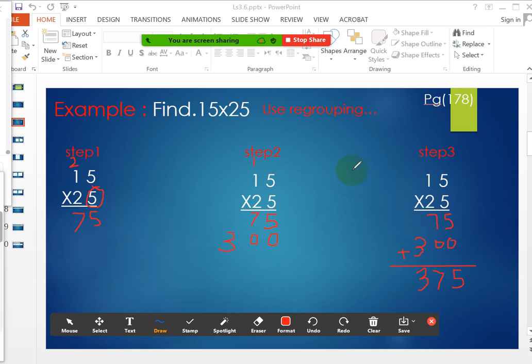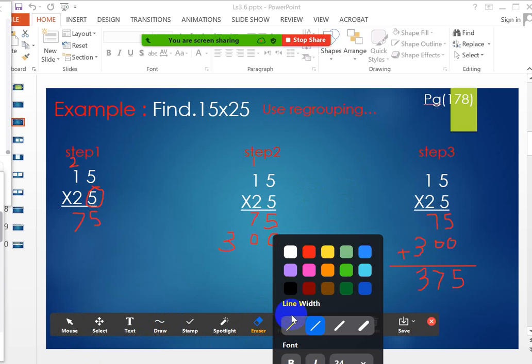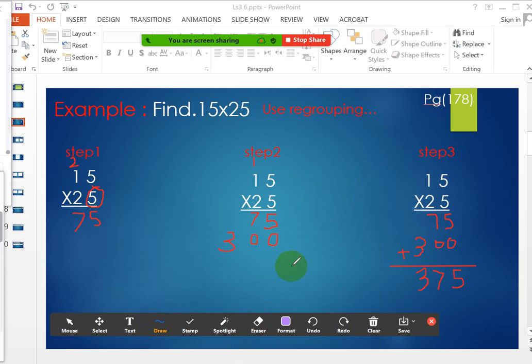So yes girls, in your book, I will write it here in another color. Some girls tell me, teacher, in the book it's written opposite, not 15 multiply 25, it will be 25 multiply 15. Yes, step 1 and step 2 will be different, but the final answer will be the same. So 25 multiply 15, in the book it will be what?